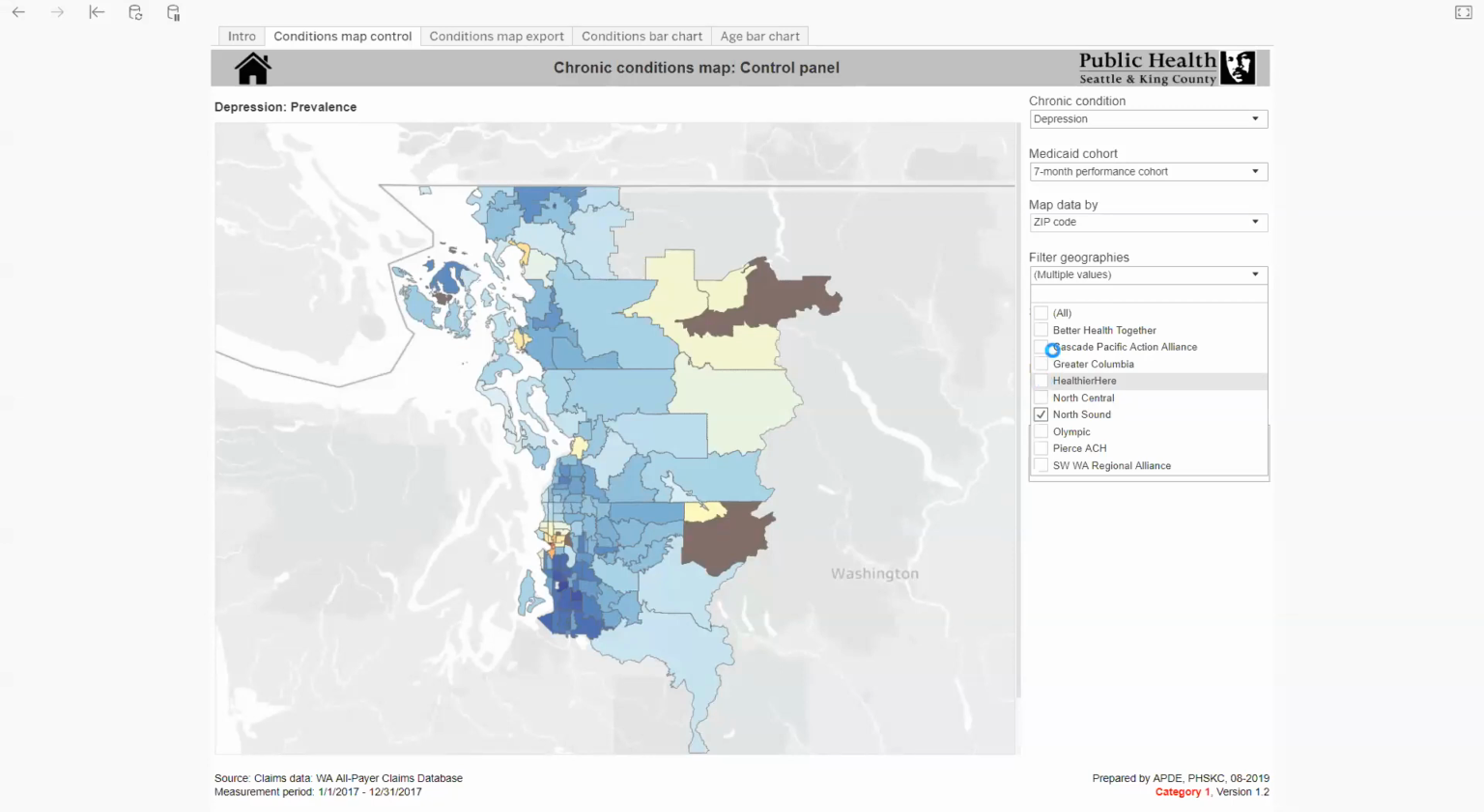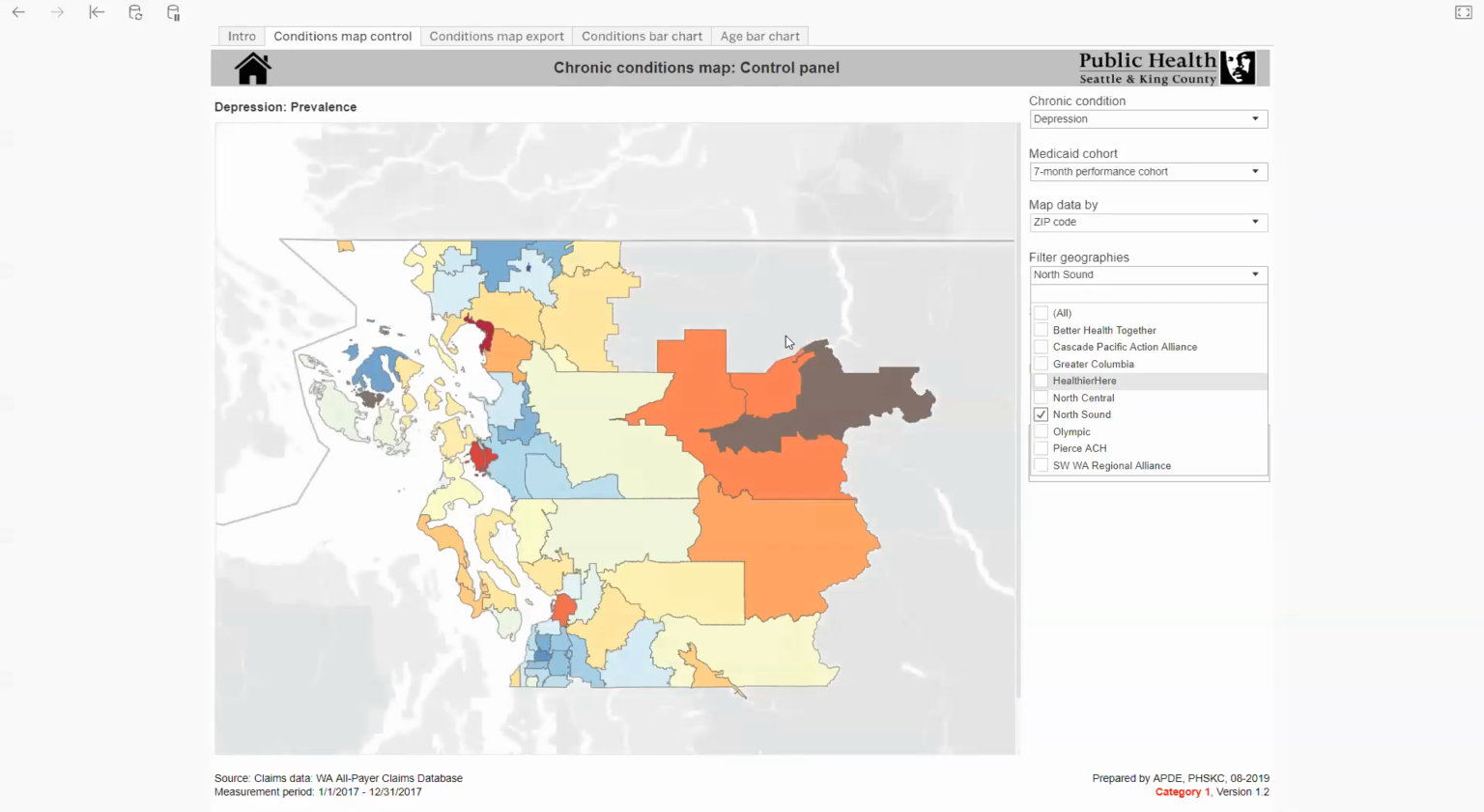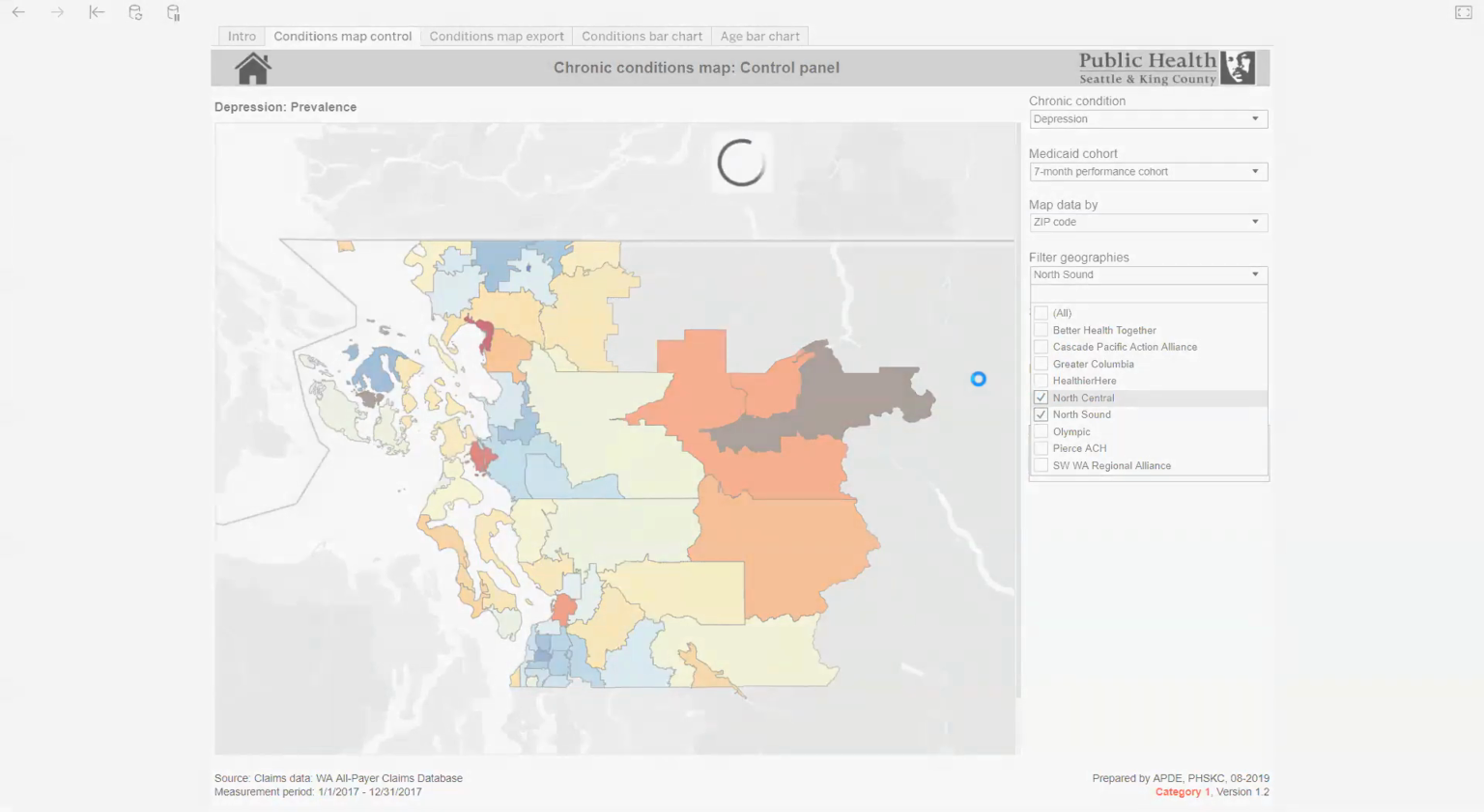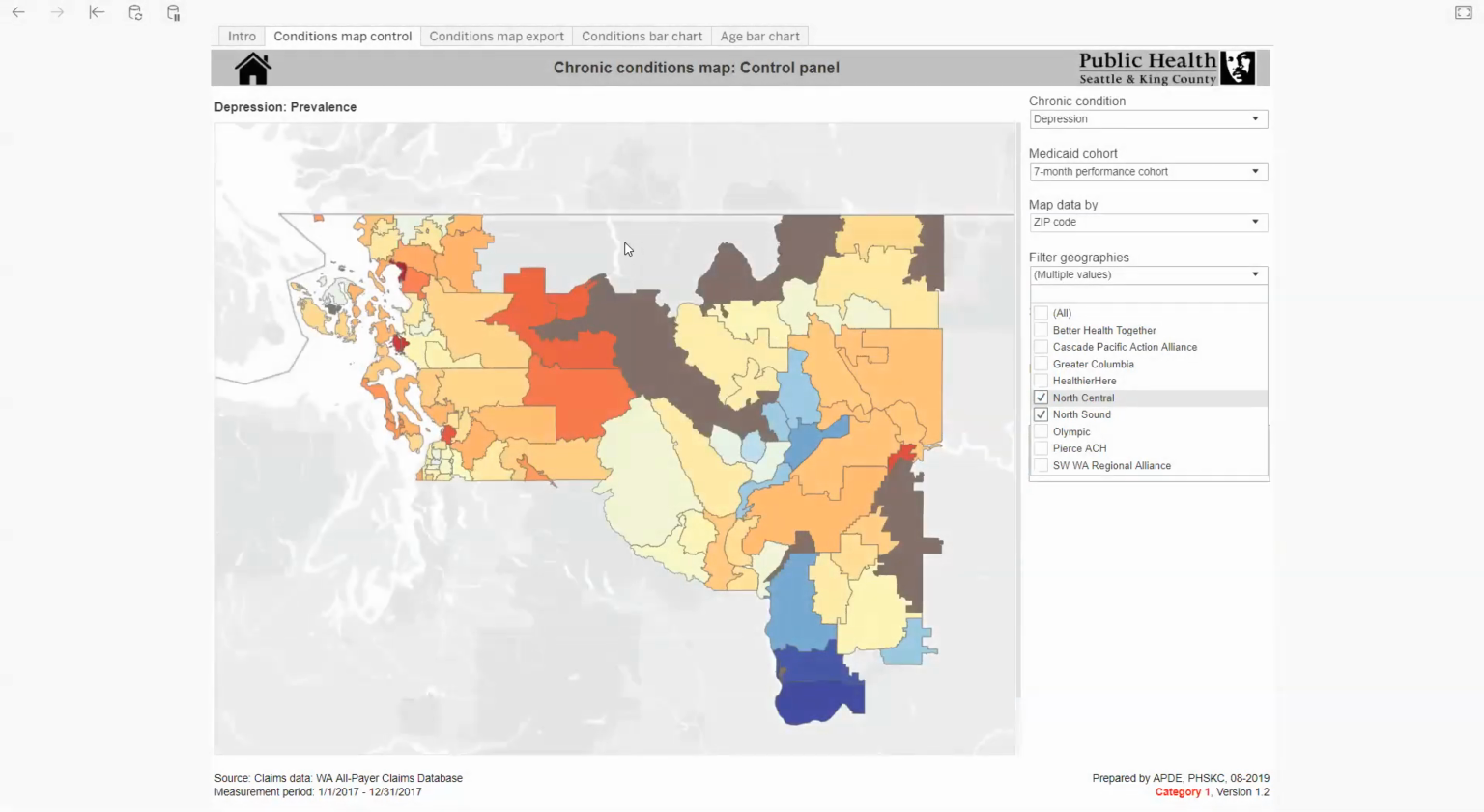So let's see. There's a question. Let me go back here. I think parts of Whatcom County are part of the light gray here. Does that mean there's no data for these areas? Good question. So there probably are, and maybe I missed one. Actually, let me look. So what's next to North? Let me add North Central here because this will space it out so we can see what's missing. Yes, you're right.